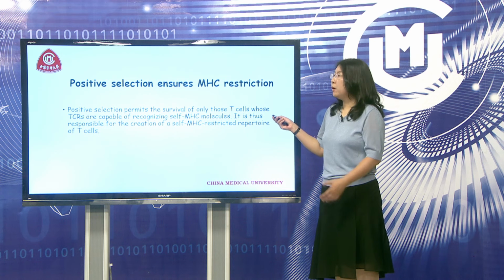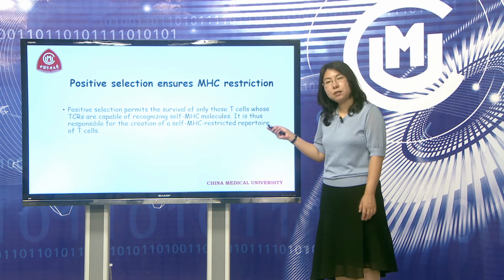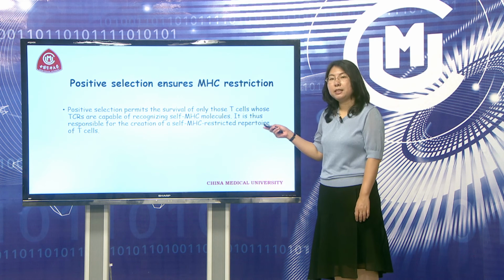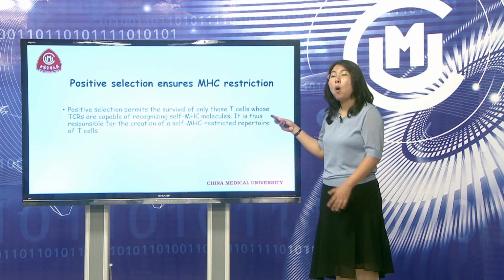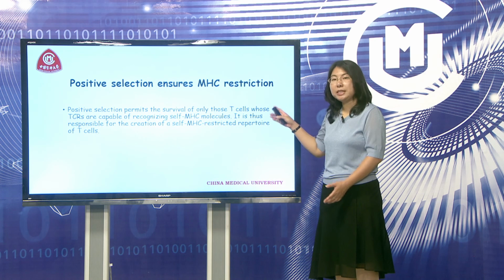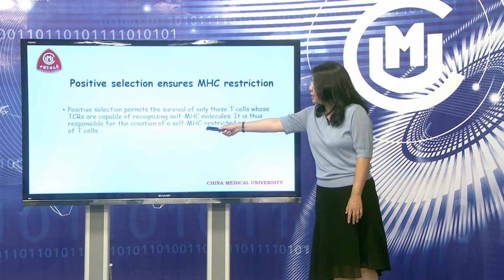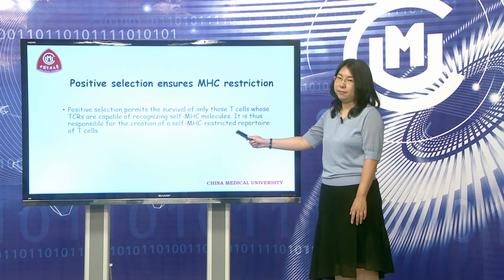So let's see what positive selection is. Positive selection ensures MHC restriction. The positive selection permits the survival of only those T cells whose TCRs are capable of recognizing self-MHC molecules. So after that, the T cell gets the self-MHC restriction.